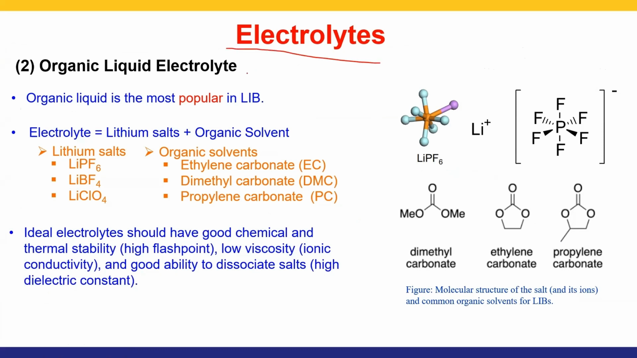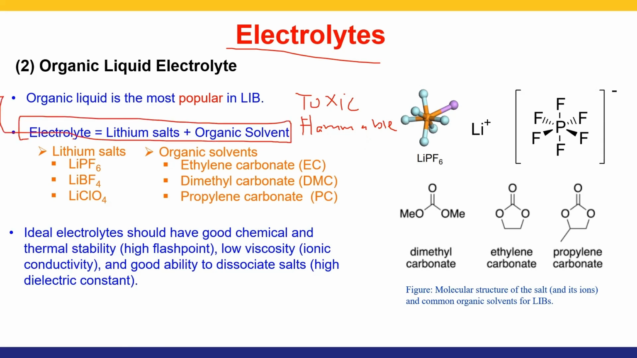Now, let's move to the organic liquid electrolyte, which is the most popular case in lithium-ion batteries. Commercialized lithium-ion batteries tend to use organic liquid electrolyte as the electrolyte. However, the disadvantages are that organic liquid electrolyte tends to be toxic and it is flammable. There's a risk that this electrolyte could leak out from the battery and cause fire. To prepare the electrolyte, lithium salts are dissolved in the organic solvent. So here are examples of lithium salts and organic solvents.